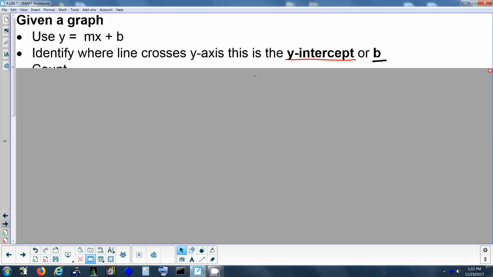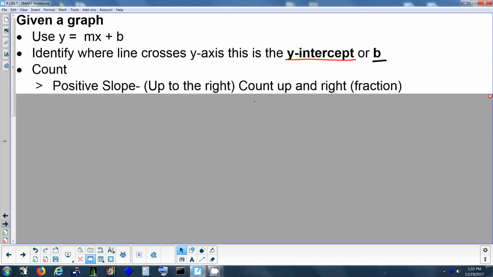Which way? Right. To the right, yeah? So we're going to count. If it's a positive slope, remember from last academic week, a positive slope is going to look like this. It's going to go up and to the right. So like Gemini just told us, when we figure out what it is, we want to count up and to the right. Count. We're going to give you 2 points on that line.